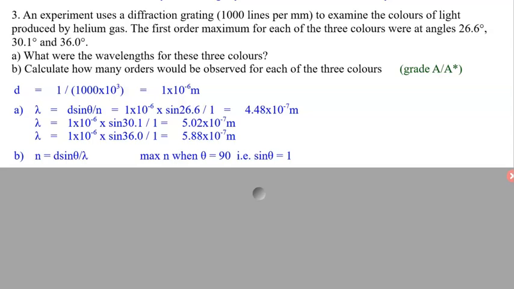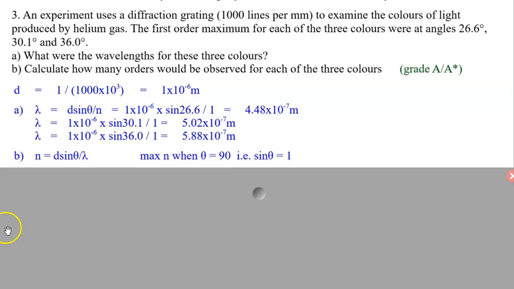I would say this is A star. Calculate how many orders would be observed for each of the 3 colours. What that means is how many lines or dots of each colour would you see on either side. Remember, the one in the middle is the 0th order, n equals 0. So how many orders? You'd have 1, 2, 3 on either side if we have n equals 3.